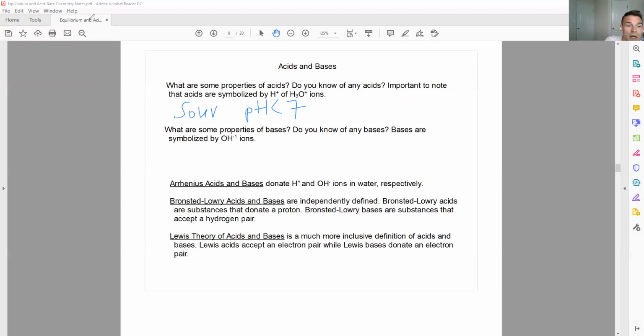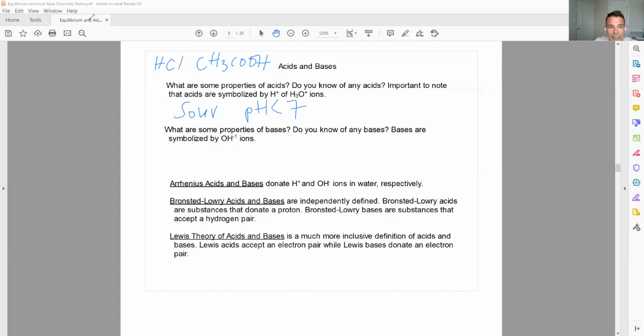Do you know any acids? You have used acids before in class. You've got hydrochloric, you've got acetic, you've got lots of different acids that you know. Remember, acetic acid is vinegar, so we have that one in our house.